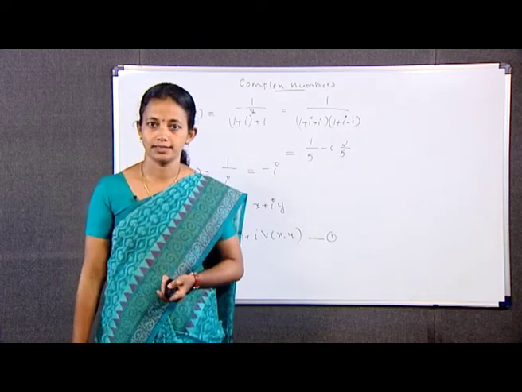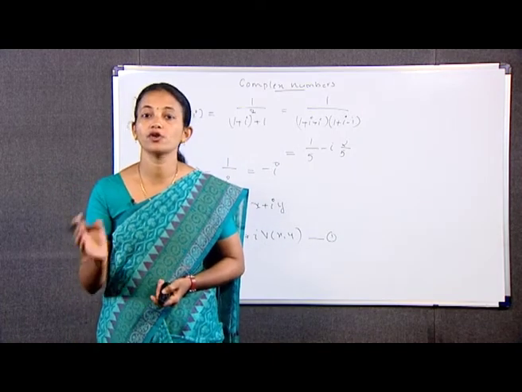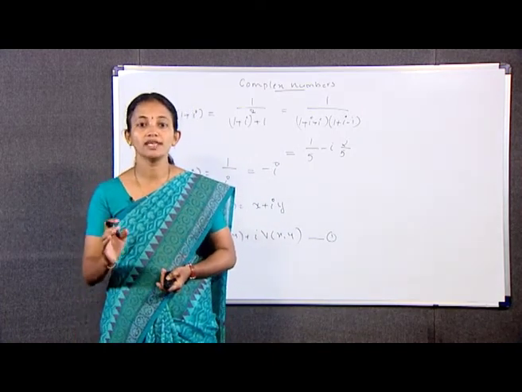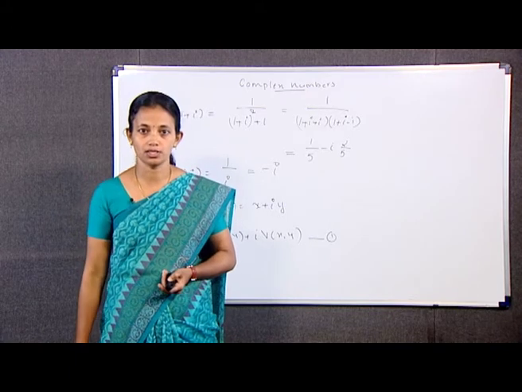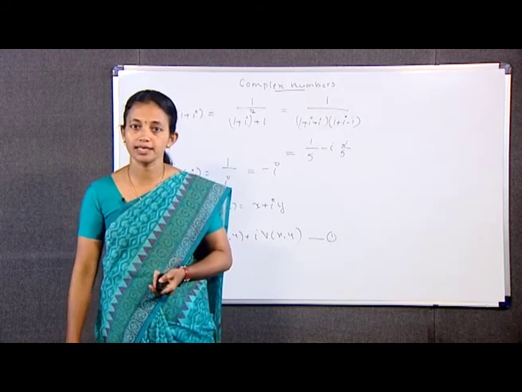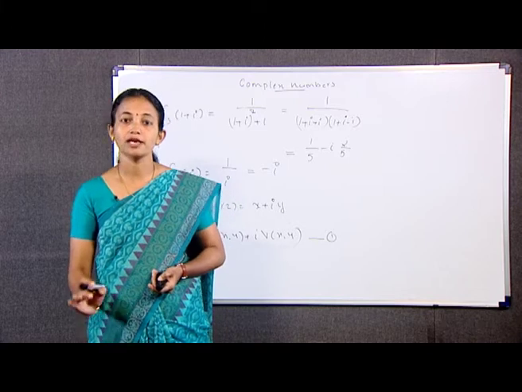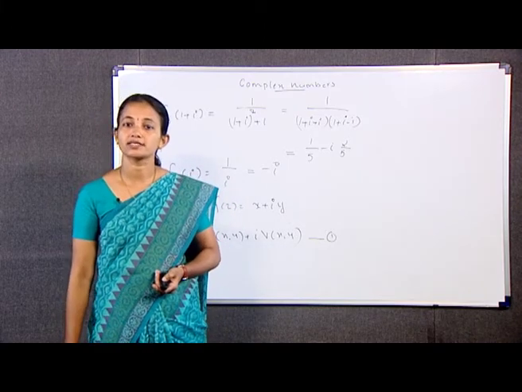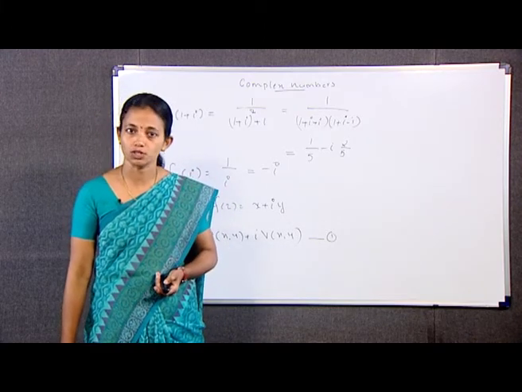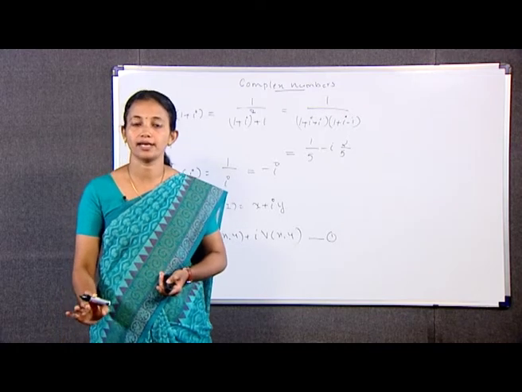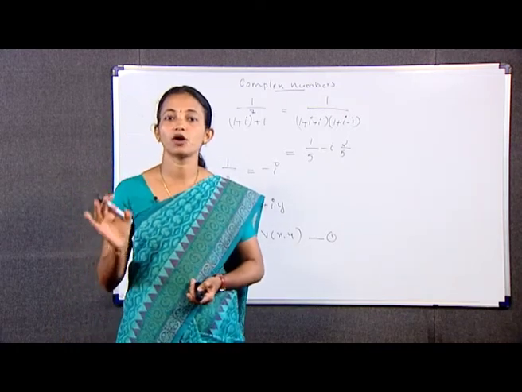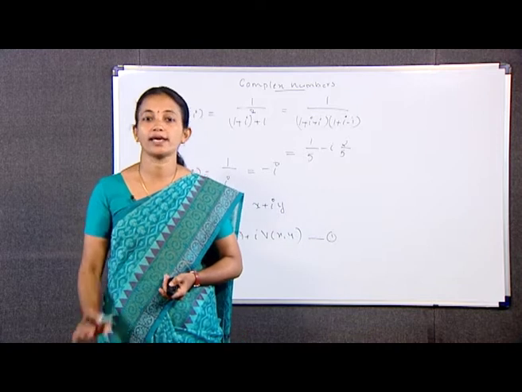If on the other hand u(x,y) and v(x,y) are two given real valued functions of the real variables x and y, the equation f(z) is equal to u(x,y) plus i v(x,y) can be used to define a function of the complex variable z is equal to x plus iy.